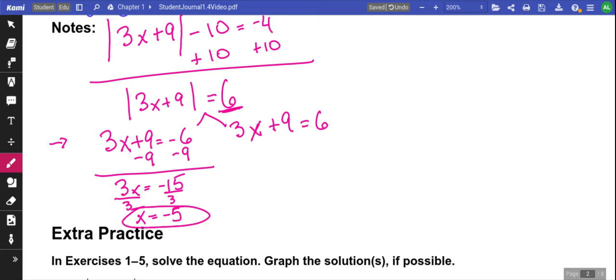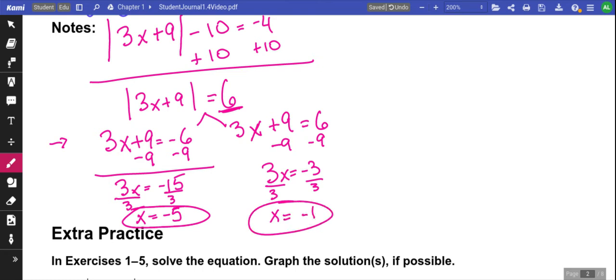All right, let's solve out the other one. Again, we're going to subtract 9. I get 3x is equal to -3. Okay, divide by 3. I get x is equal to -1. Okay, so those are my two answers, -5 and -1.